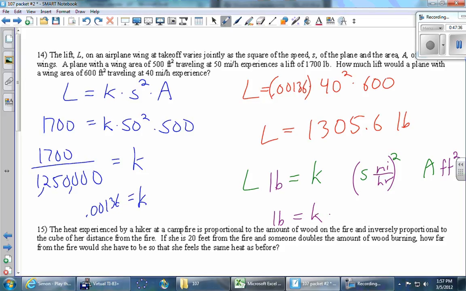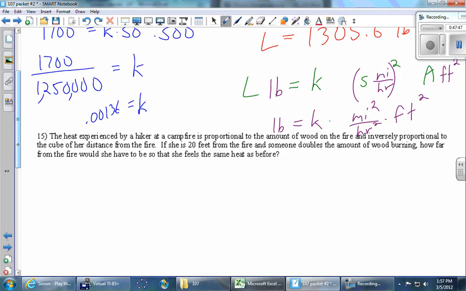K times, we've got miles squared per hours squared times feet squared. Boy, I suppose we could clean up the feet and the miles by doing some conversion type thing. But if I divide everything, if I want to get K by itself, then all this stuff comes over here. And let's see, we're going to get pounds times hours squared divided by miles squared and feet squared. Those right there are the units for K.